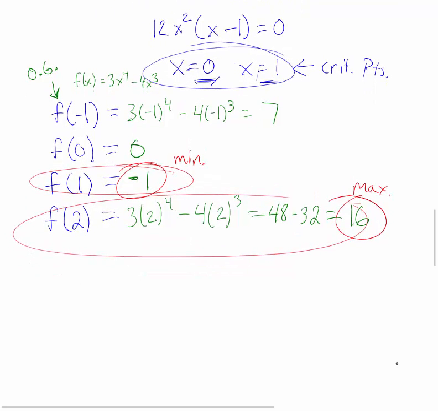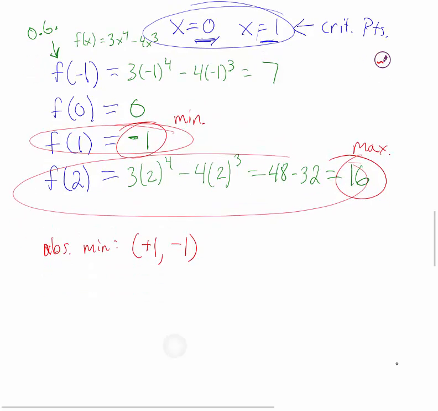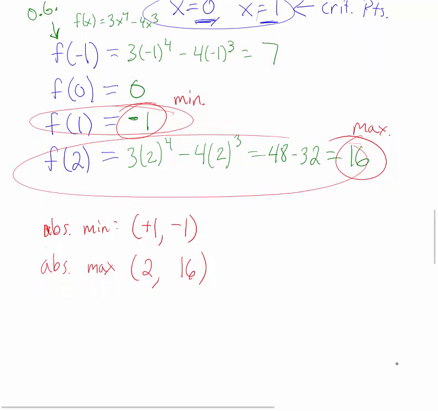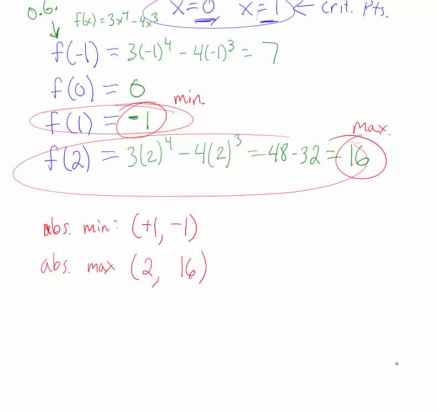Now if it asks you for the actual coordinates, the absolute minimum would be 1, -1, and the absolute maximum would be 2, 16. So that's really all there is to it. If you guys feel confident with that, you could just stop watching now.